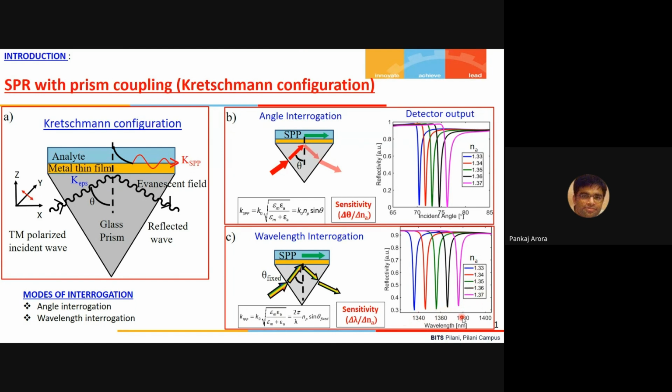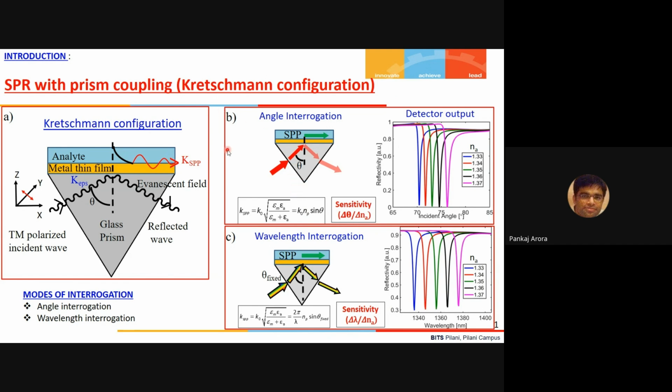Now on the x-axis, for wavelength interrogation relevant to spectroscopy, I'll have the wavelength. How much is the change in the wavelength, delta lambda, with respect to how much is the change in the refractive index, delta Na? That's how I'm going to propose the sensitivity for my wavelength interrogation.